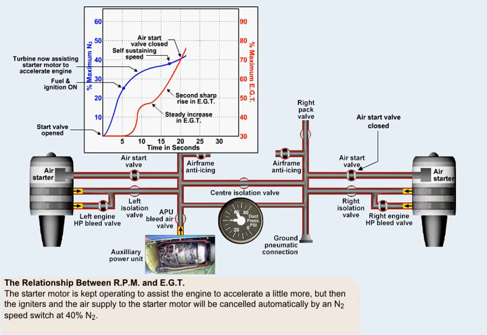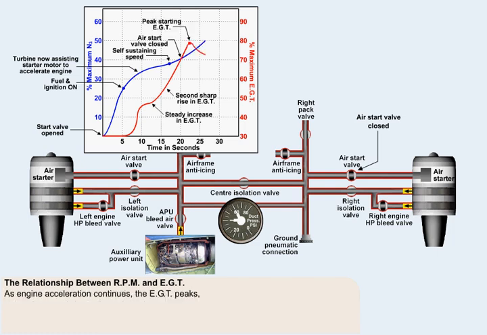The starter motor is not, however, deselected at this point. It's kept operating to assist the engine to accelerate a little more. This gives the engine a better chance of reaching idle RPM without exceeding its limiting EGT. The igniters and the air supply to the starter motor will be cancelled automatically by an N2 speed switch at 40% N2.